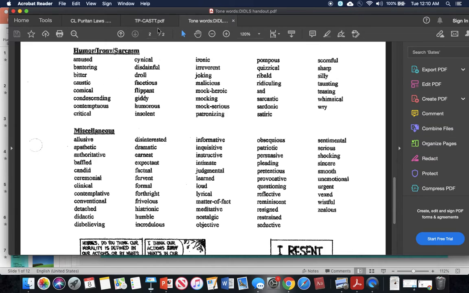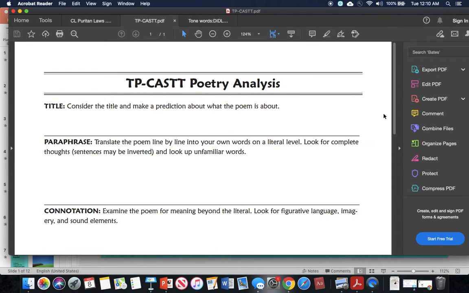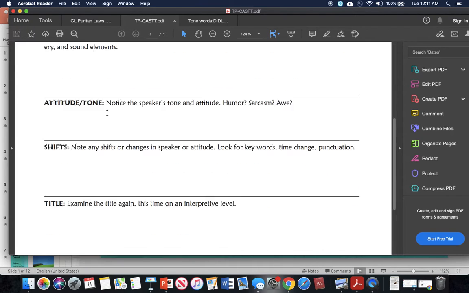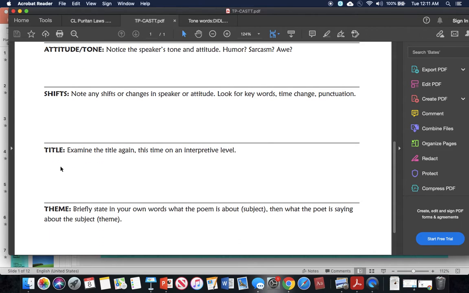The next handout that is involved in this particular thing is something called TPCASTT. I'm going to use TPCASTT a lot. Again, another acronym. Here we are again. It's the one we use for poetry analysis. You may have encountered SOAPSTone previously to help you think about language as well. This one's specifically geared toward poetry, and the interesting thing about it is the first thing they ask you to think about is title, and the last thing besides theme, second to last thing, is title again.